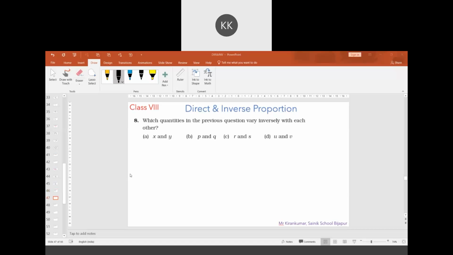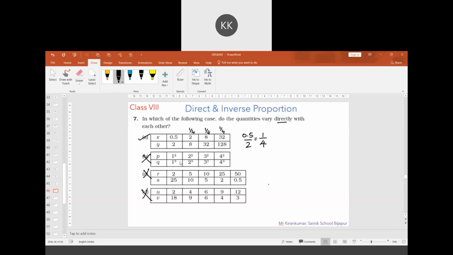Which quantities in the previous question vary inversely with each other? We have to see the previous question again. Option C. Option number R and S, sir. R and S. Inverse proportion.